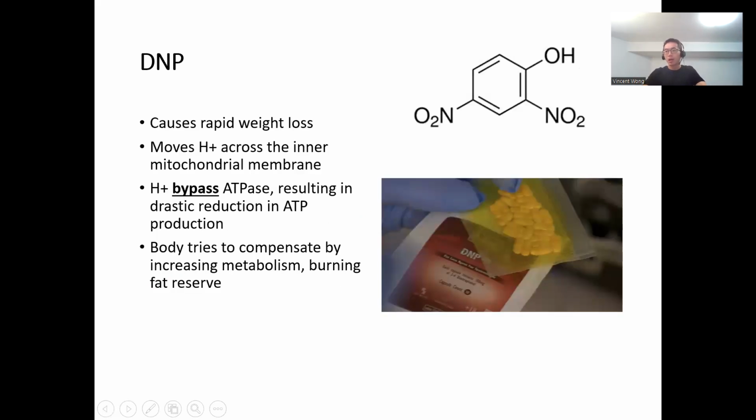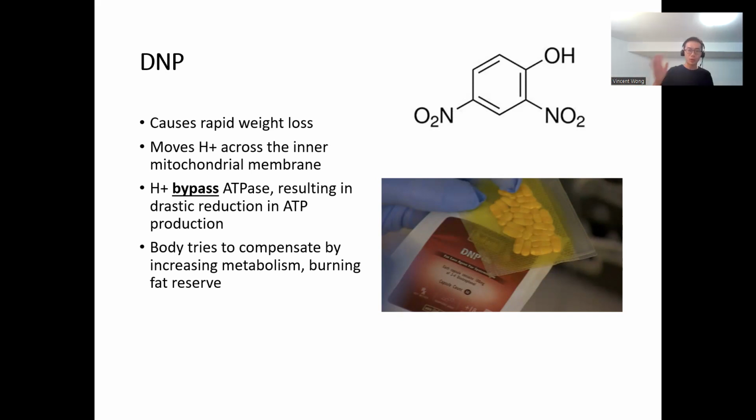Okay, there is another thing called DNP. Now DNP was accidentally discovered as a substance that could cause rapid weight loss. If I remember the story correctly, they were using this in some kind of factory as, I forgot what it was, I think some kind of stabilizer for paint or something like that.